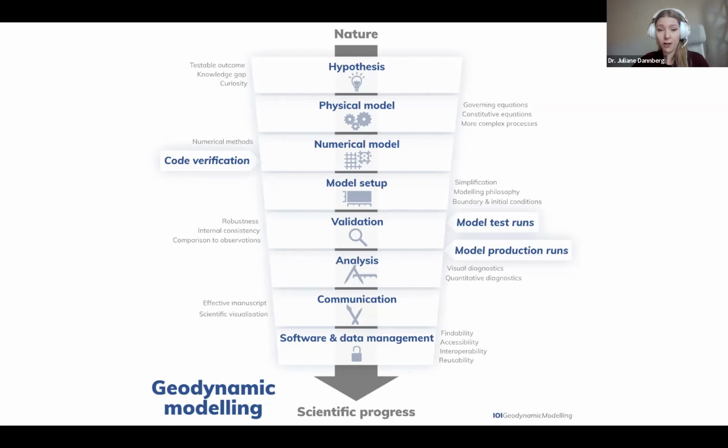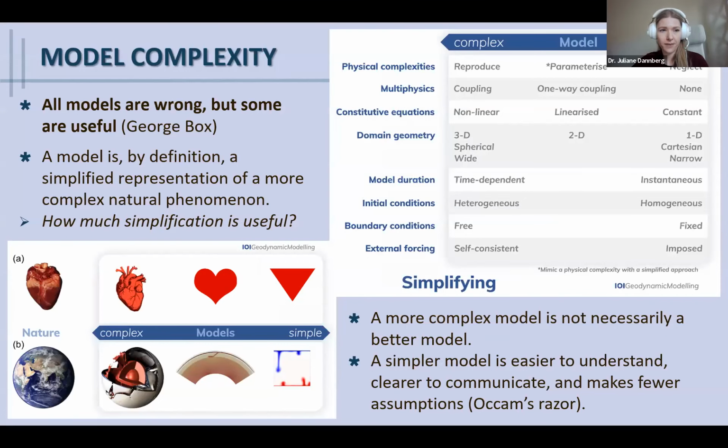And I want to talk about one of these steps in a little bit more detail, and that's the model setup, and specifically how complicated the model setup should be. So there's the saying about modeling that all models are wrong, but some are useful. And that's because the definition of a model is that it is a simplified representation of a more complex natural phenomenon. So all models of the Earth are simplified in some way, and the question is, how much simplification is the right amount? And so here in the top right, I've shown some different properties that could be either simplified or more complex in a model.